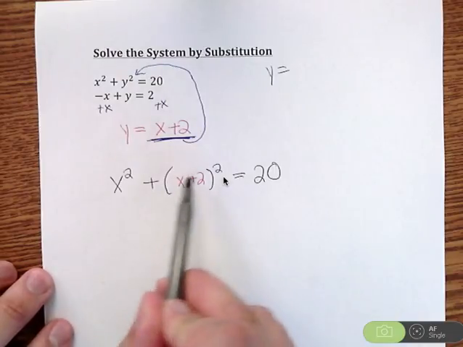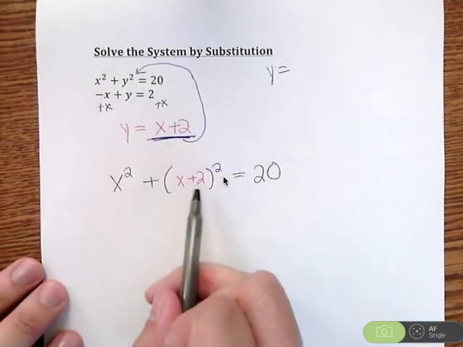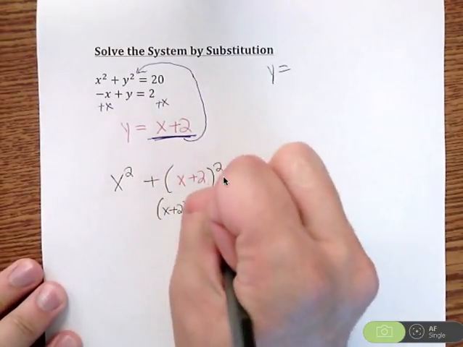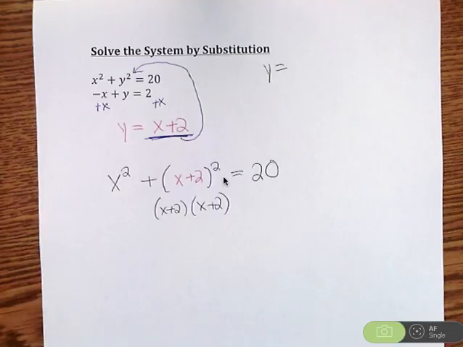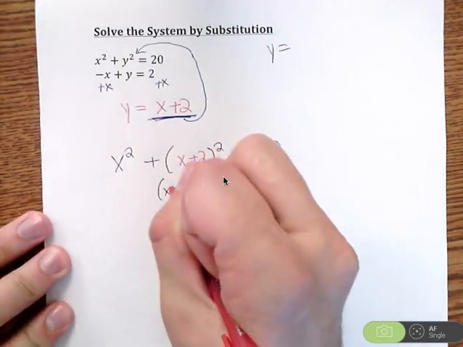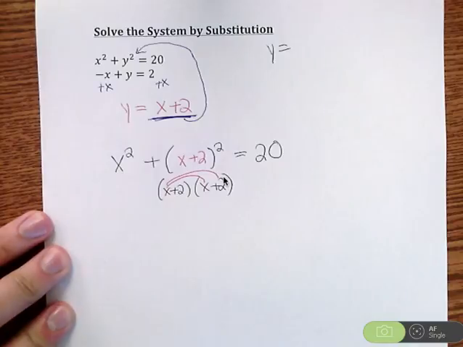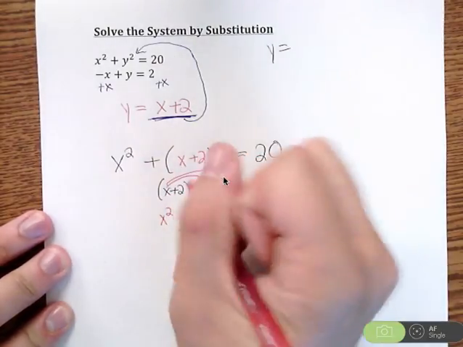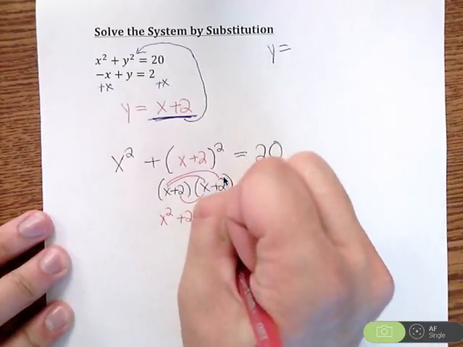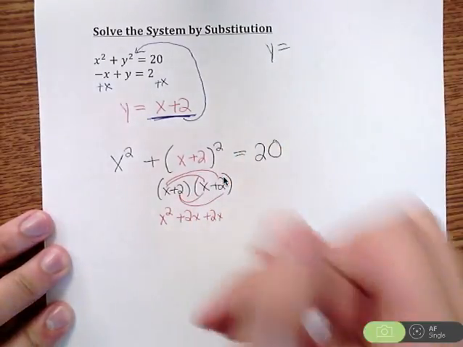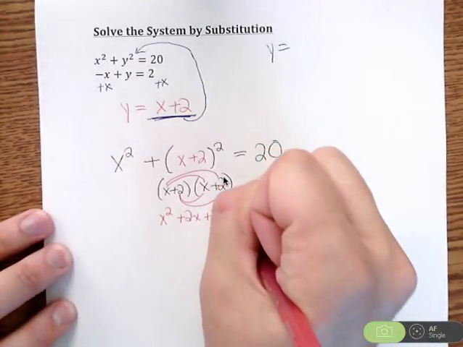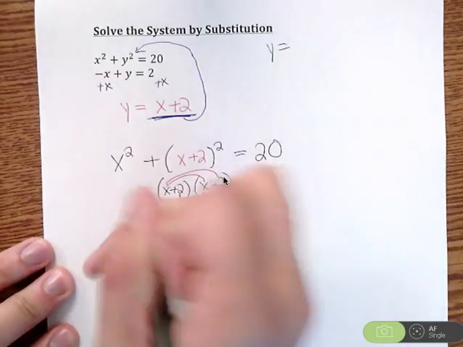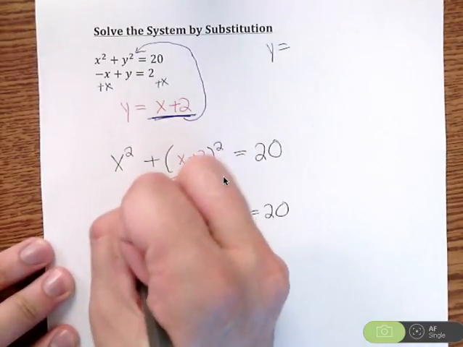Next, I need to clean up this left side. So I need to take this x plus 2 squared and work that all out. When you have x plus 2 squared, that's the same as x plus 2 times x plus 2. So we have to distribute there. So I take x times x, so I get x squared, plus 2x, 2 times x plus another 2x, times 2, plus 4. I still have this equal to 20, and I still have this x squared out front.